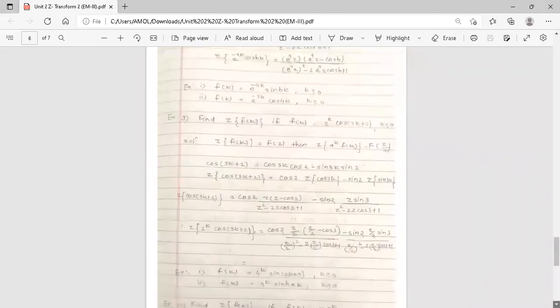Example is here. Find the z transform of f of k if f of k is equal to k into 5 raised to k. The condition for k is k greater than or equal to 0.